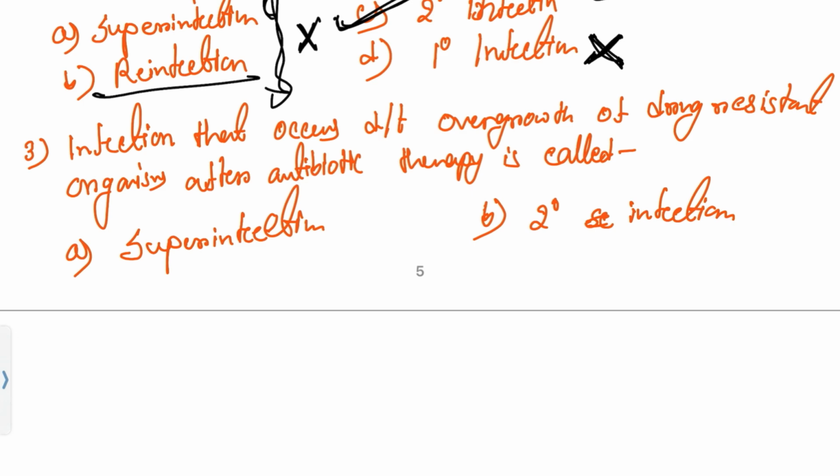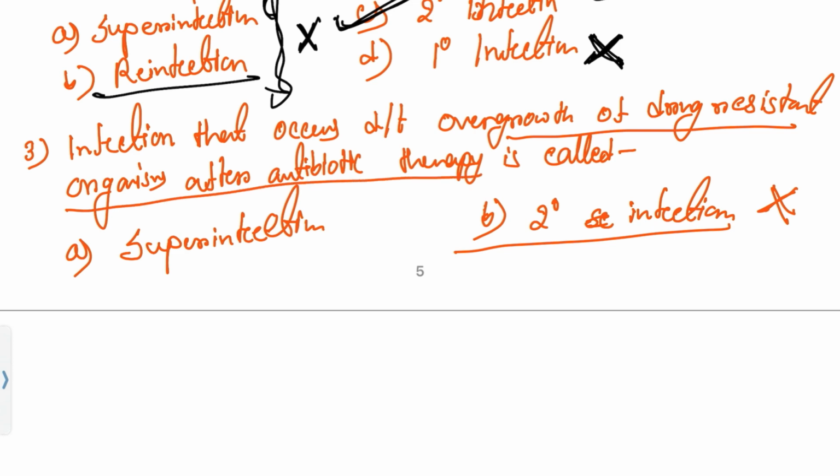Now understand the concept step by step. The answer won't be secondary infection, because here they didn't mention whether the patient is getting these infections for the first time or second time or subsequently again and again. But they mention overgrowth of drug resistant organisms after antibiotic therapy. That means patient is taking antibiotic therapy. Why will I take antibiotic therapy? If I am suffering with an infection, then only I will take antibiotic therapy, right?